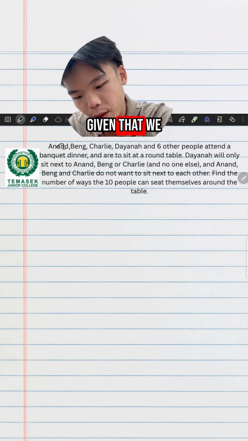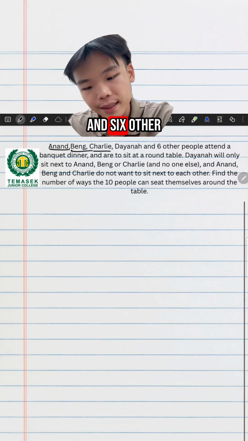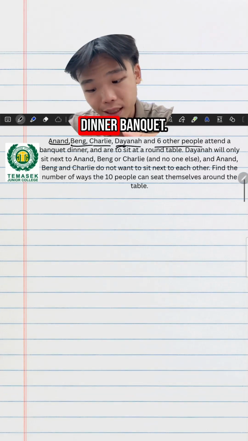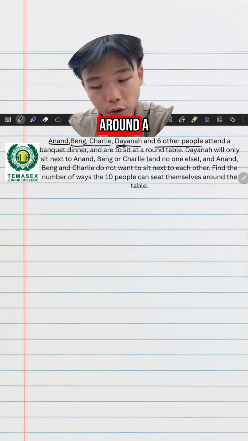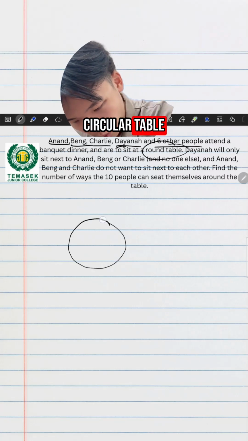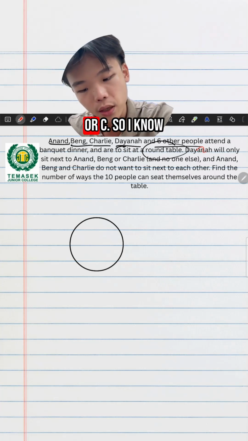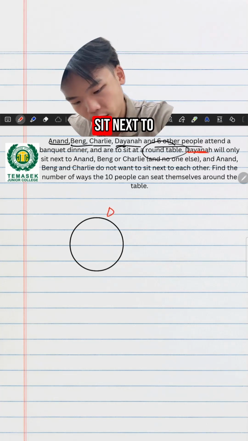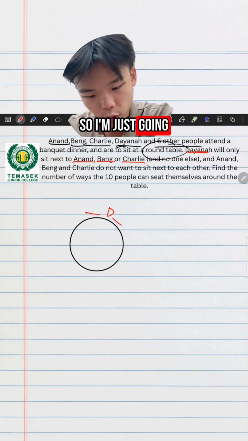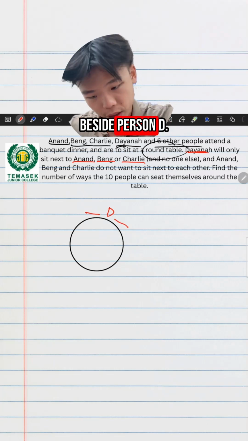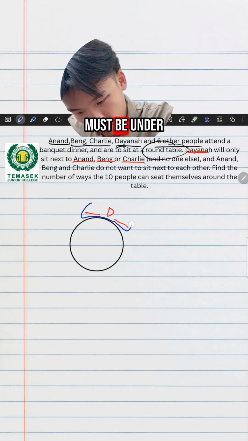So we're given that we have person A, B, C, and D, and 6 other people who are going to attend a dinner banquet, and they're all going to be sitting around a circular table. So I'm just going to draw the circular table here. Now the constraint of the question is that person D will only sit next to A, B, or C. So I know that person D over here will sit next to either A, B, or C. So I'm just going to open up 2 seats over here beside person D, right? And I know that all of them must be under one group.